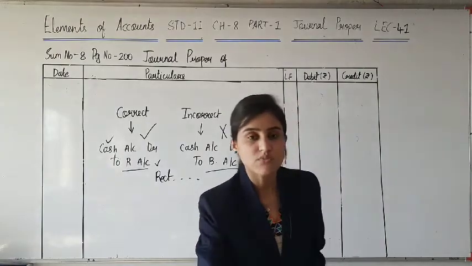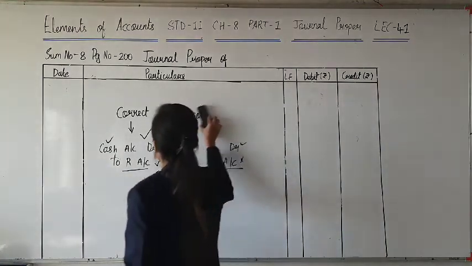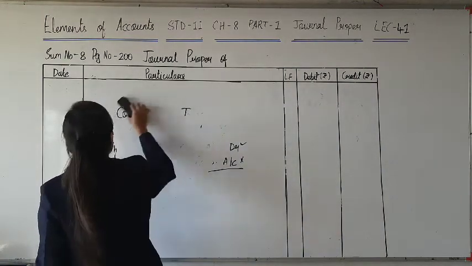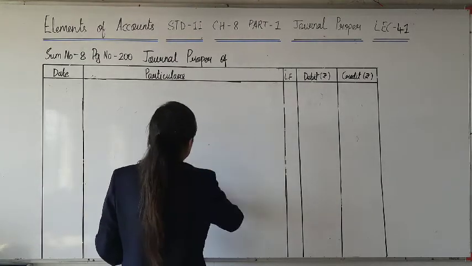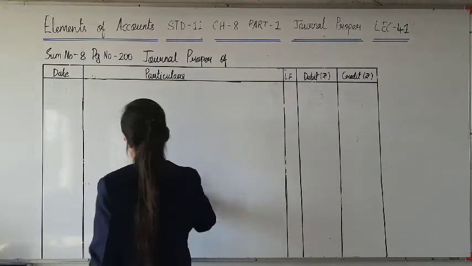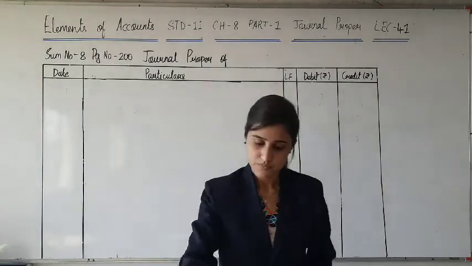So the rectification entry for this transaction will be Bhumika account debit to Renuka's account. Yes, just that simple.